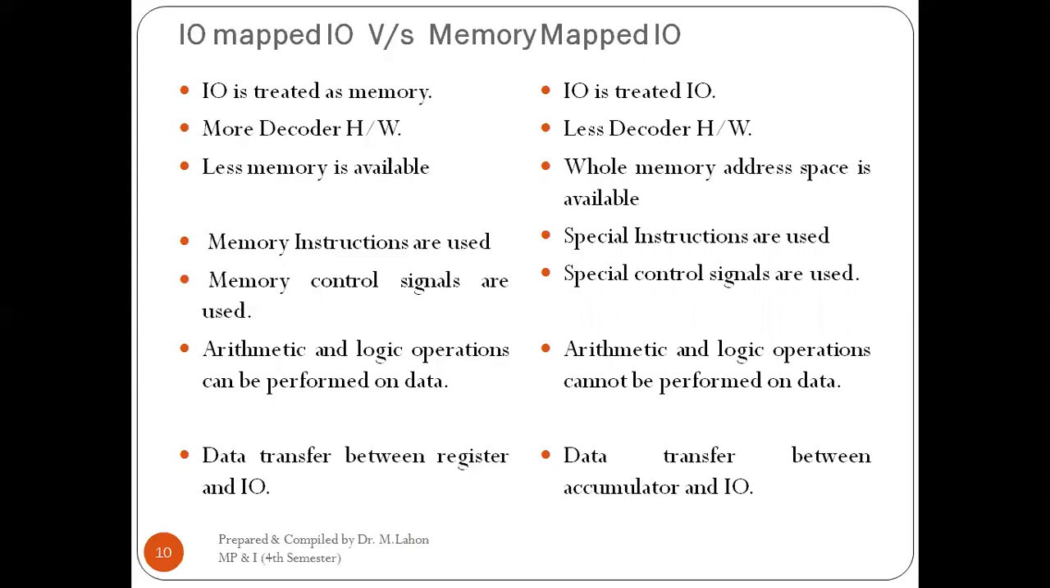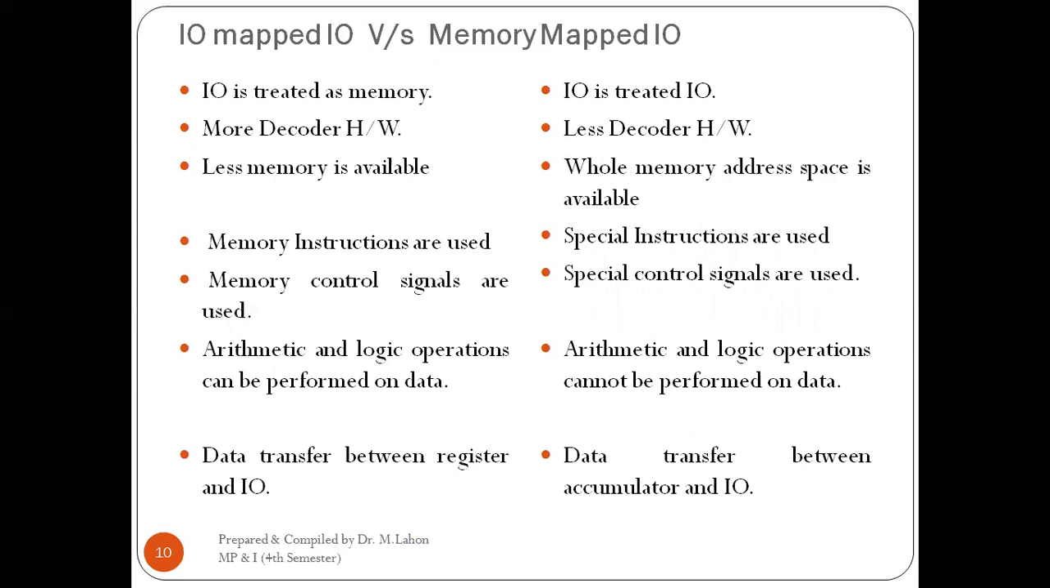Memory instructions are used in case of memory mapped IO. Special instructions are required in case of IO mapped IO. Here memory control signals can be used. Here special control signals are used. Arithmetic and logic operations can be performed on data in case of memory mapped IO, but that cannot be performed in IO mapped IO scheme. Data transfer between register and IO is possible in memory mapped IO, and data transfer takes place between accumulator and the IO.